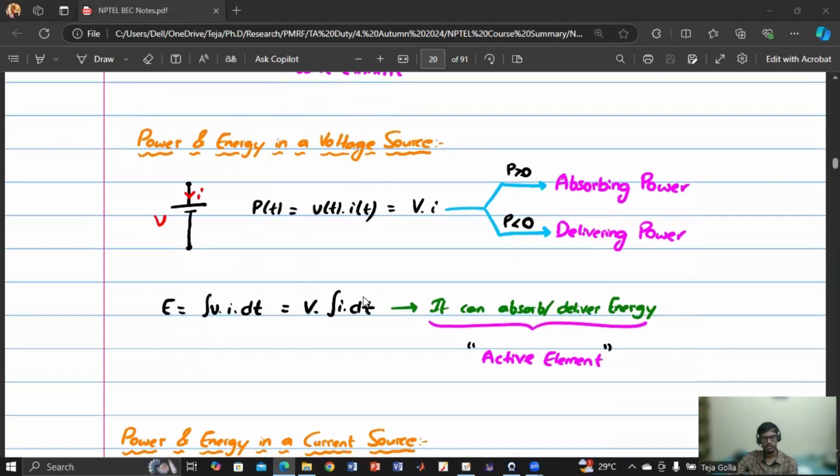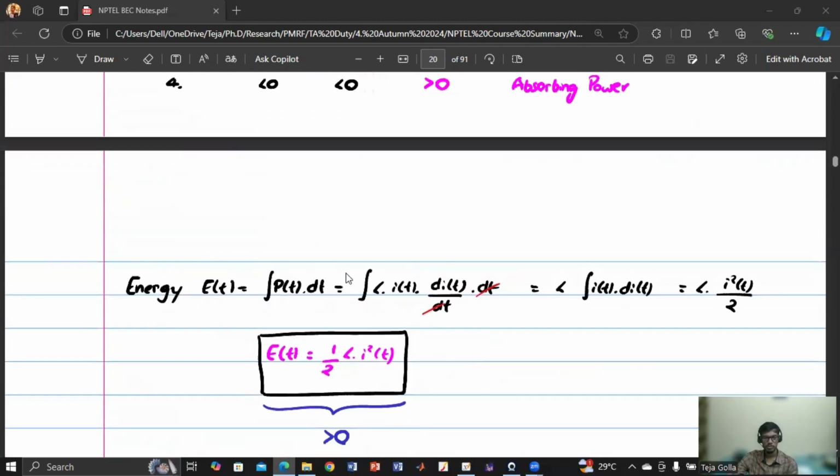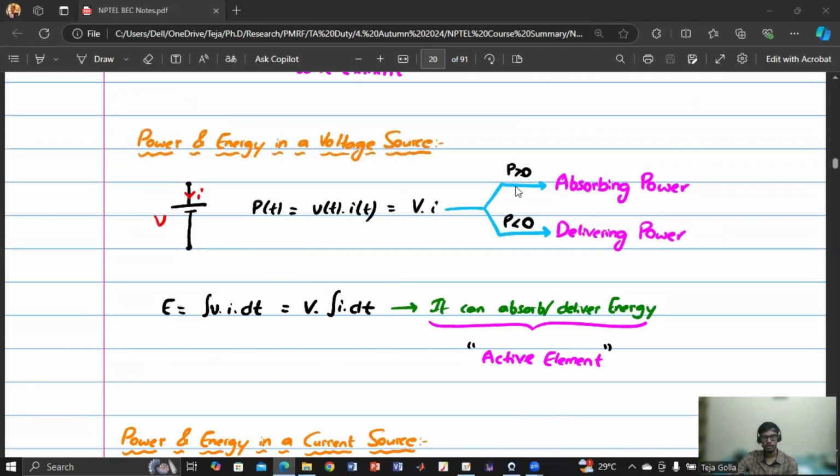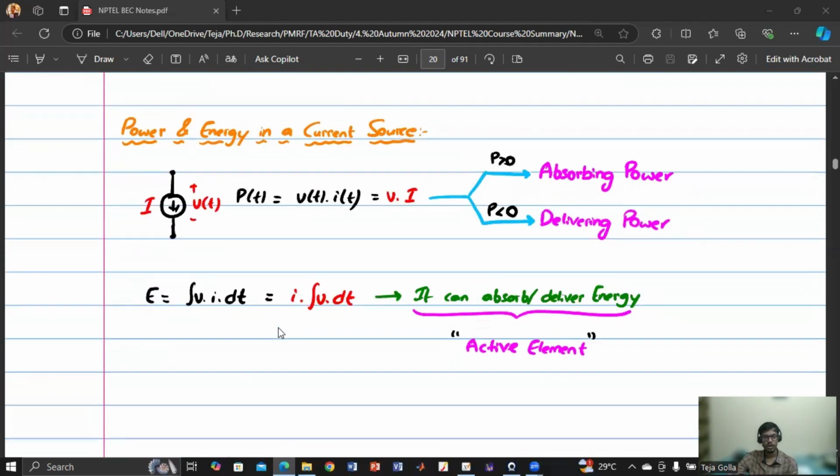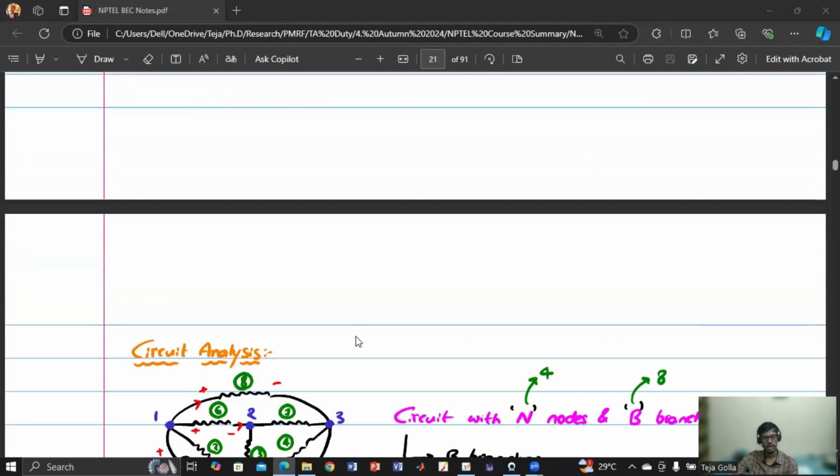So that's what we have finally defined. If the energy can be positive or negative, then it is an active element. If the energy is always positive, then it's a passive element. If the power is positive, it is absorbing power. If the power is less than zero, it is delivering power. A voltage source can take the current or it can deliver the current, so I can be positive or negative. So energy can be positive or negative, and it can deliver energy or absorb energy. That's why it is an active element. Similarly, a current source can also absorb energy or deliver energy. That's why it is called an active element.